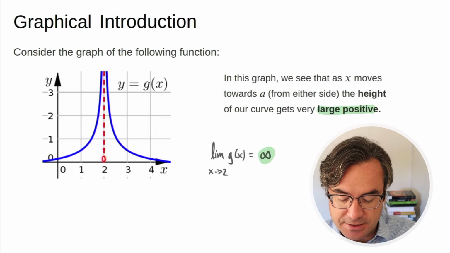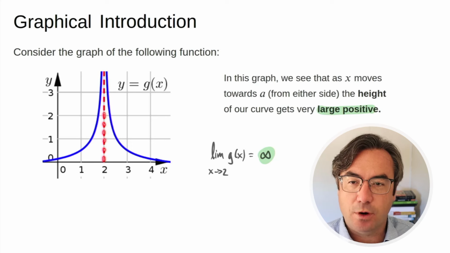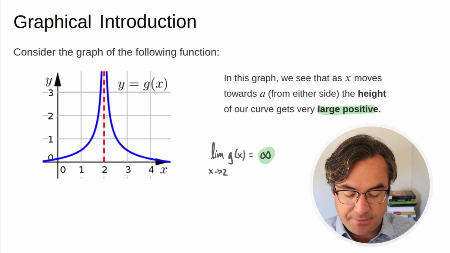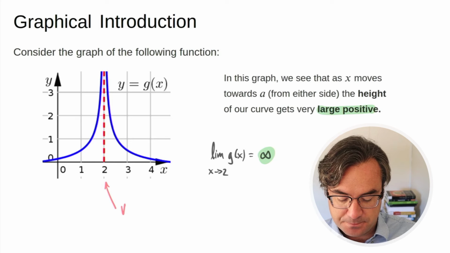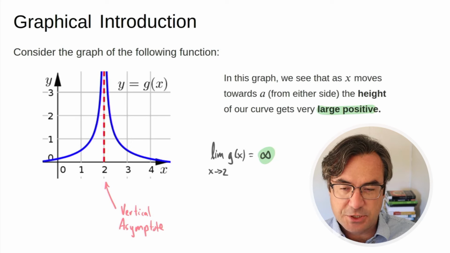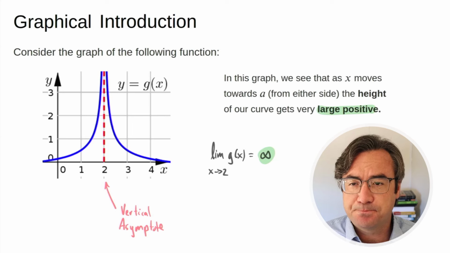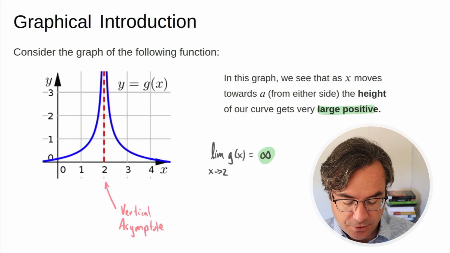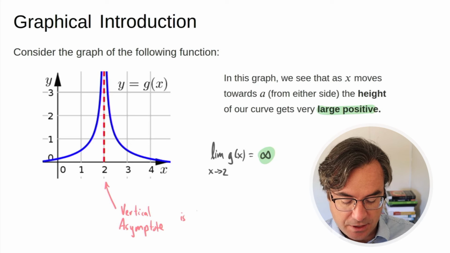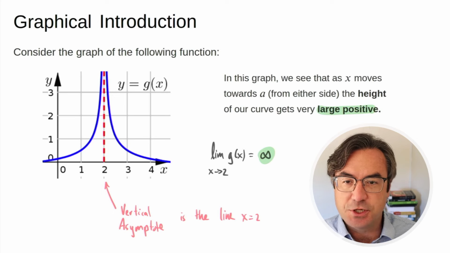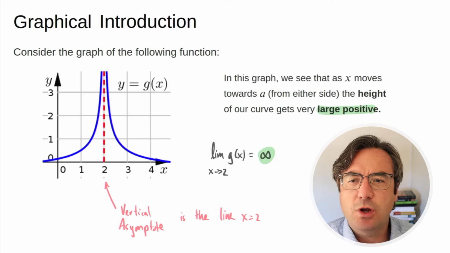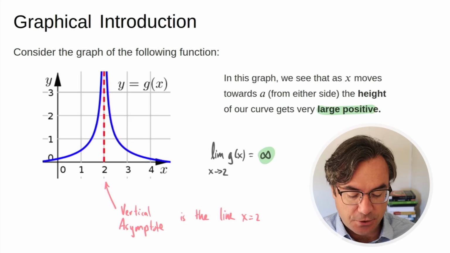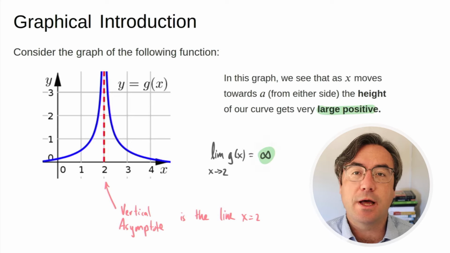And this dotted line here, we call this line a vertical asymptote. We'll look more at this in class. In this case, our vertical asymptote is the line x equals 2. So we'll come back to that. All right, so this is what an infinite limit would look like graphically.